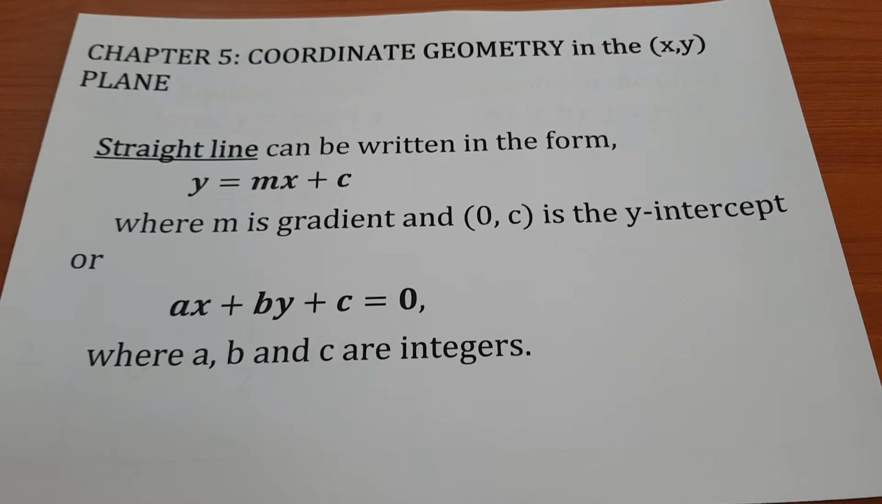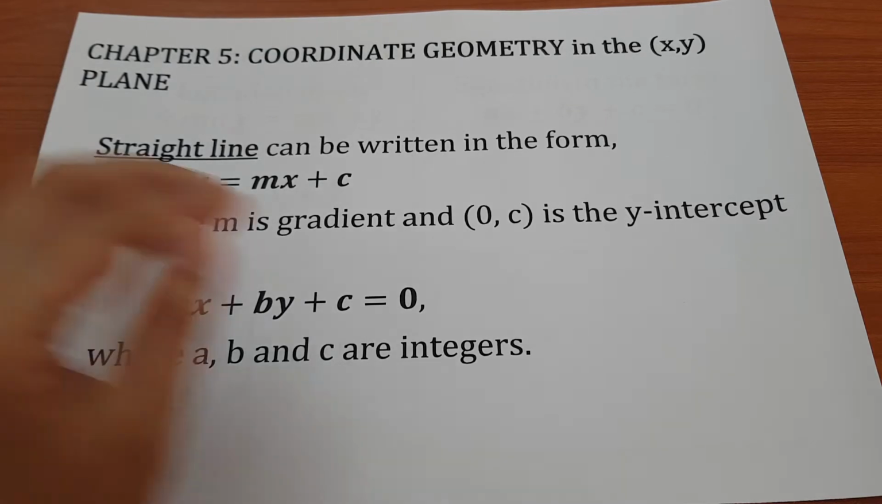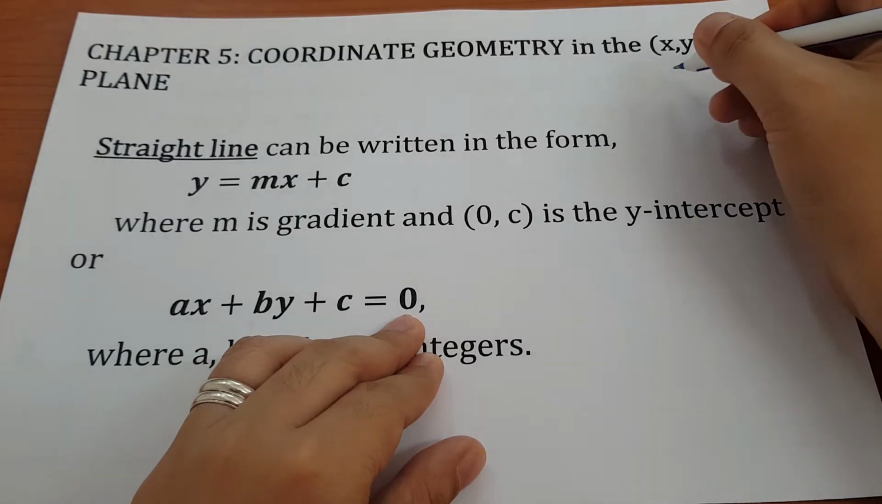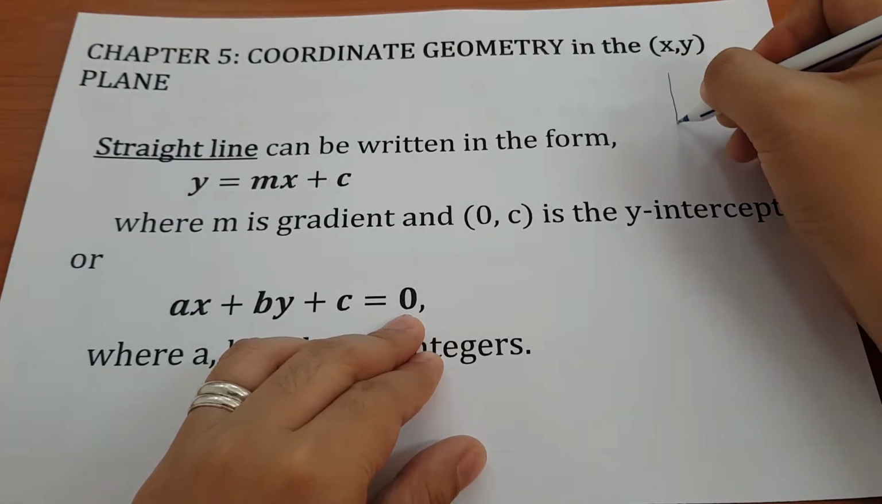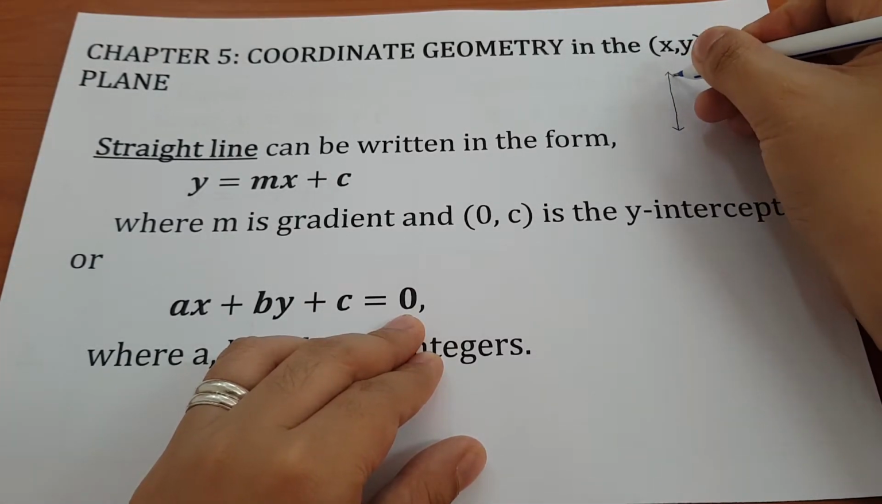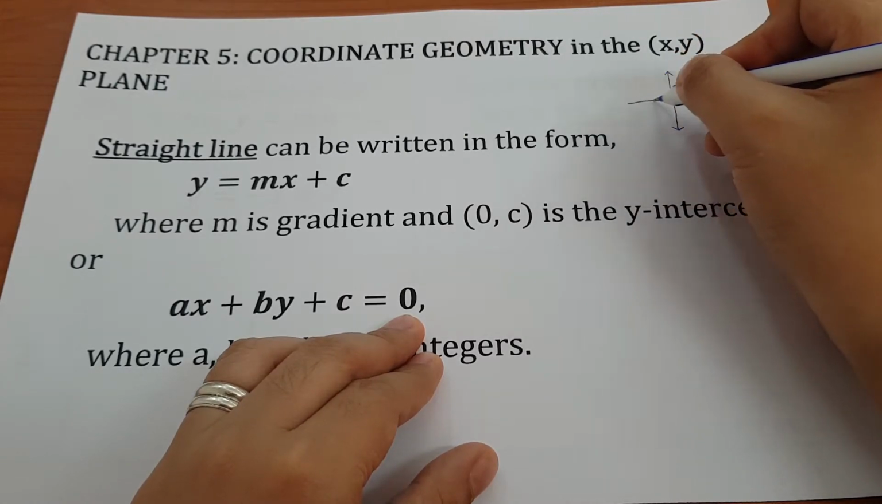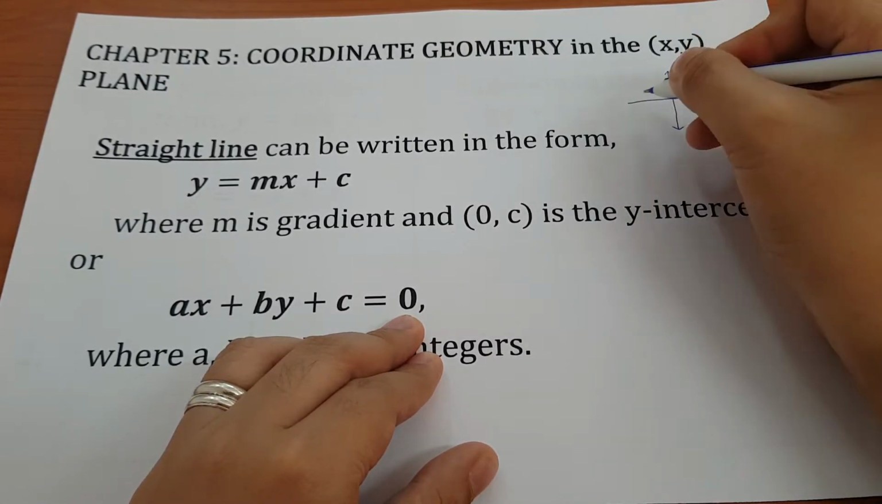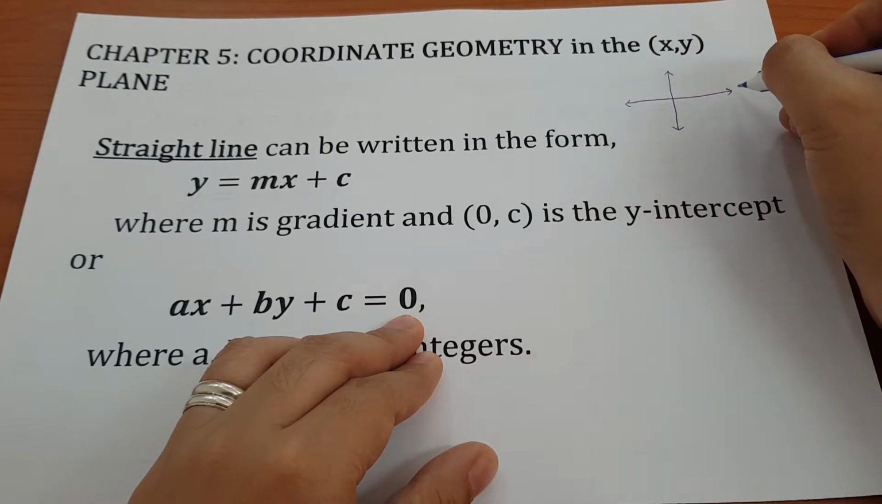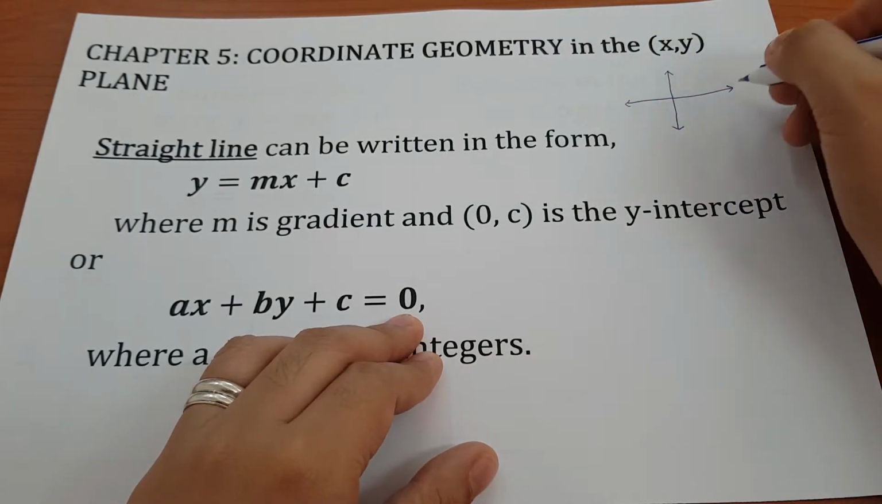So today's discussion is all about chapter 5, coordinate geometry in the xy plane. We are talking about the equation of the line. But first, let's define what coordinate geometry is. It means we're talking about the Cartesian plane.